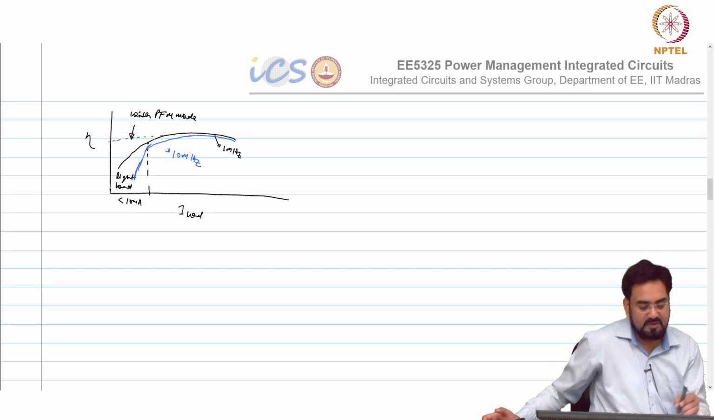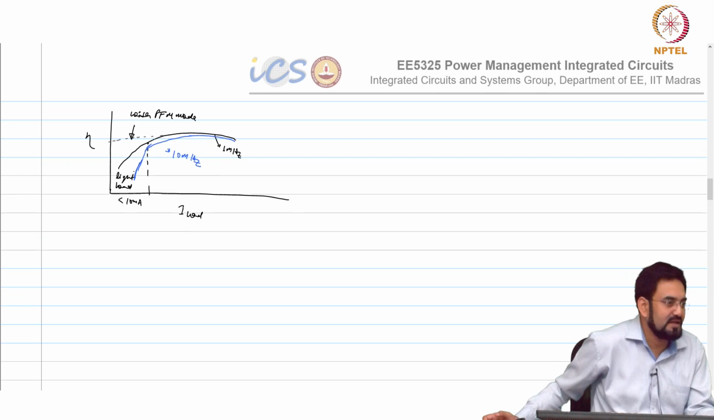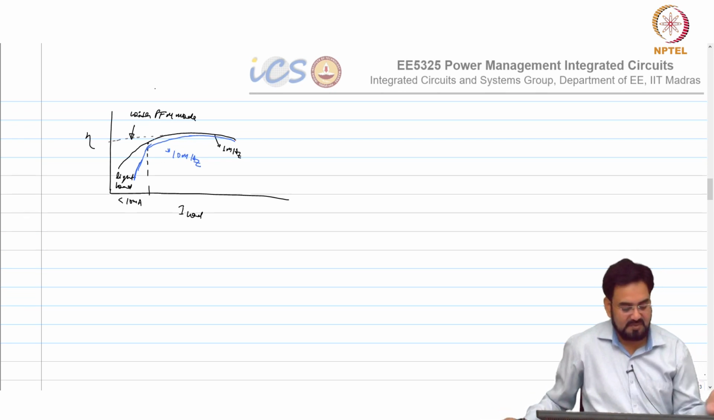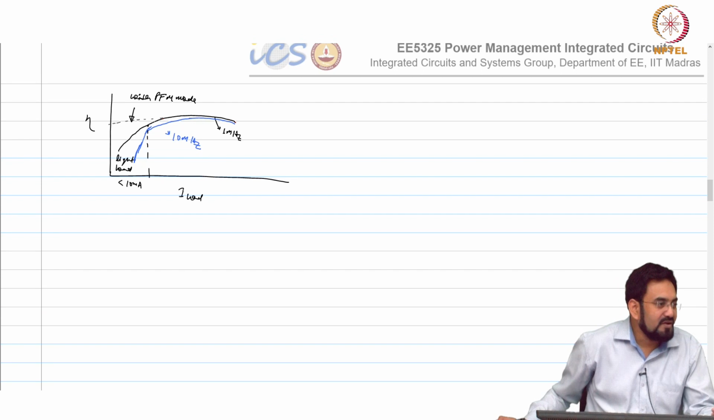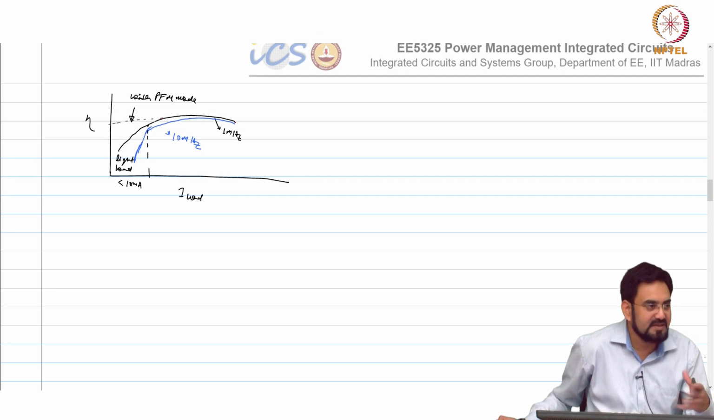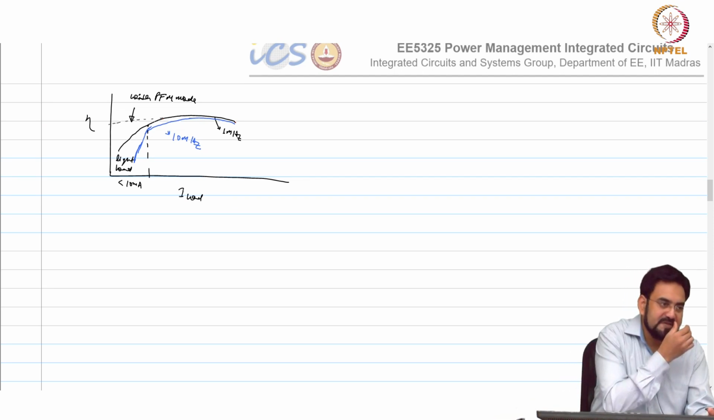Once you have a PFM mode, you will maintain very high efficiency even at light load because you will start reducing the switching frequency. But if you do not have a PFM mode, then you will get very bad efficiency at light load. So for 0.18 micron and 1 amp current, 10 megahertz is not a big problem. You can easily operate and achieve high efficiency.